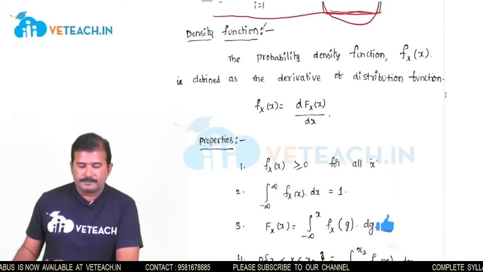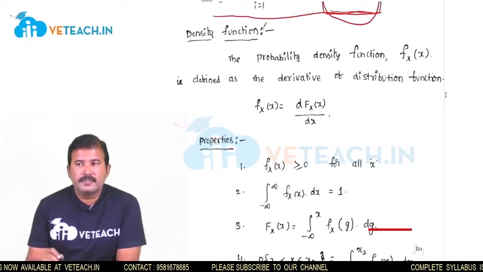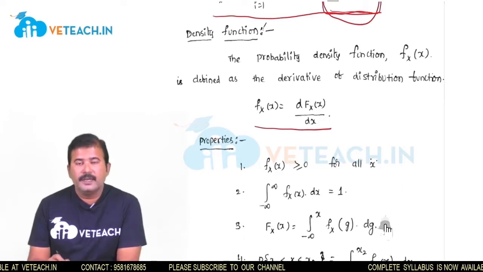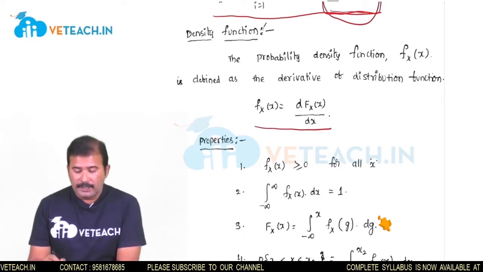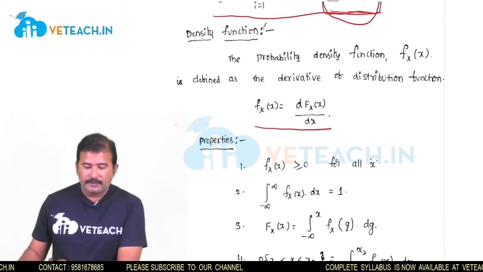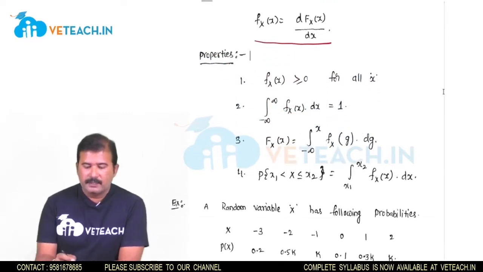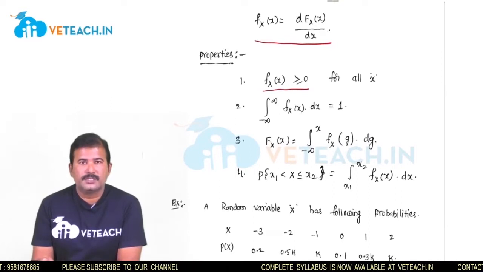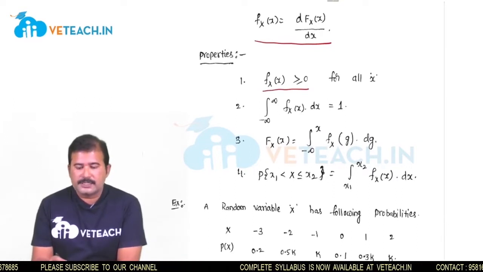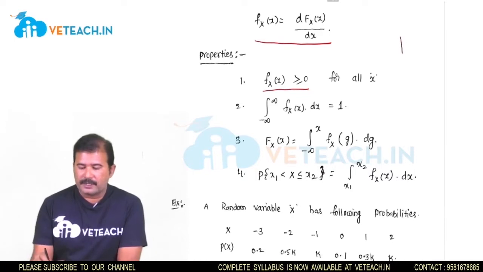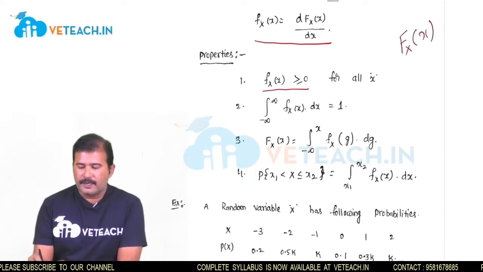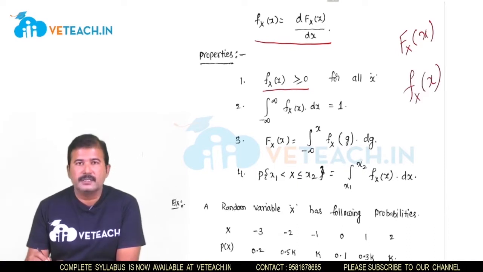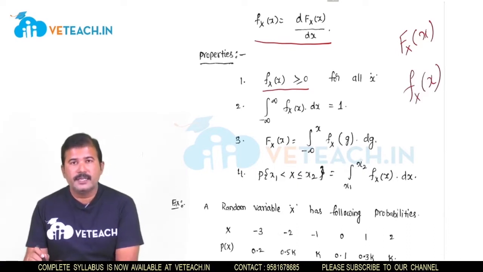The density function is mathematically defined as a derivative of the distribution function. In a continuous form, we can define the density function properties. Its value f_X(x) is always greater than or equal to 0. This is a positive value because the distribution F_X(x) is a probability, and the derivative of this function is the density, that is, small f_X(x), the probability density function.